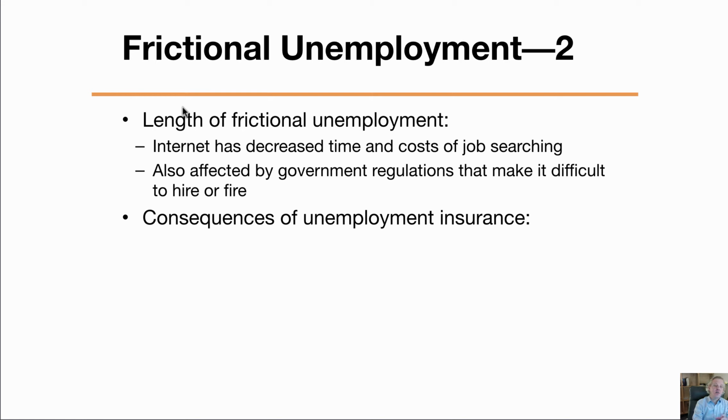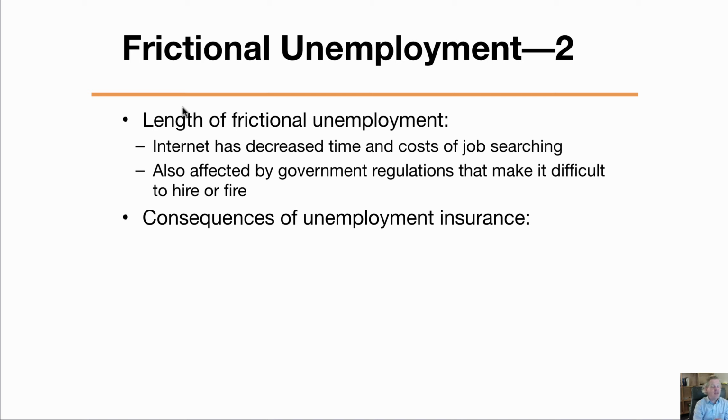Frictional unemployment can also be made bigger or smaller when it's affected by different government regulations that may make it difficult to hire or fire. We see this in the U.S. state by state where there are different laws in terms of how hard or easy it is for firms to hire or fire employees. But we definitely will see it when comparing the U.S. to other countries. We're going to talk about later on in this chapter Spain, which has rules that make it very, very difficult to fire someone if you've hired them for a certain amount of time.